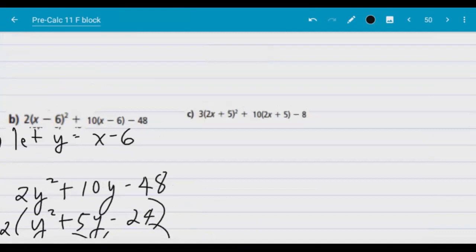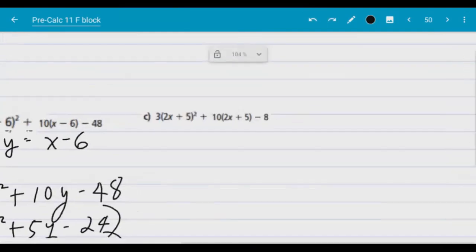So for this one, guys, it's pretty much the same as the previous example. You have a binomial here and a binomial here. Let's just do substitution again. You can use y, you can use z, whatever. Me, whenever I'm working with x's and I want to do substitution, I just use y. So in this case, I will just let y be equal to 2x plus 5.